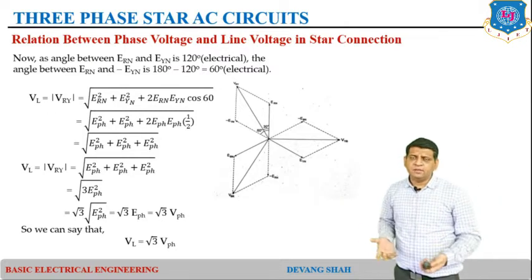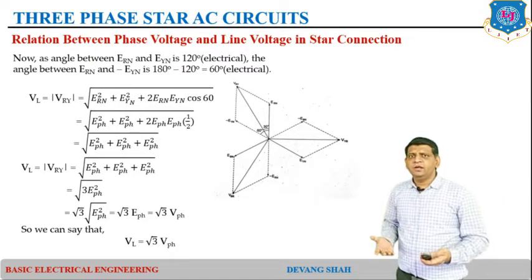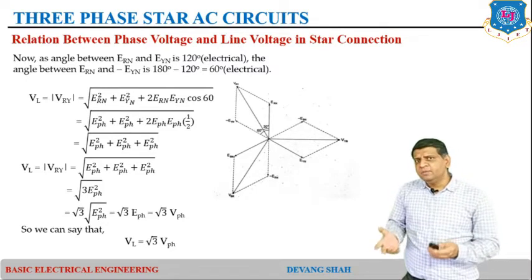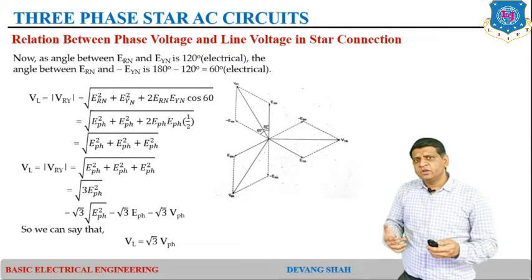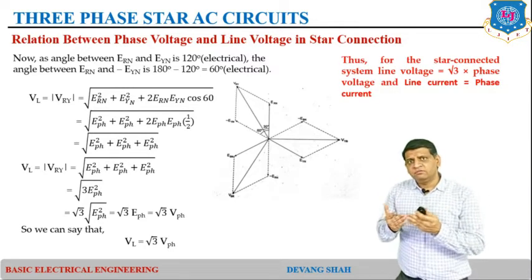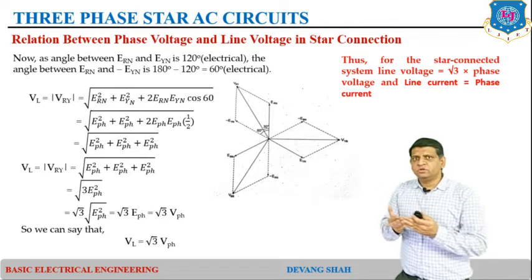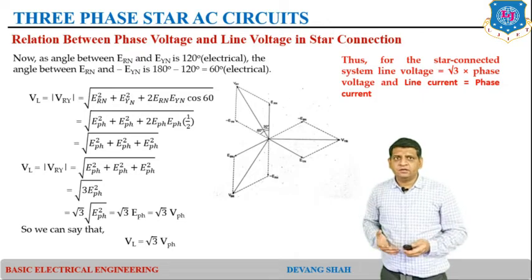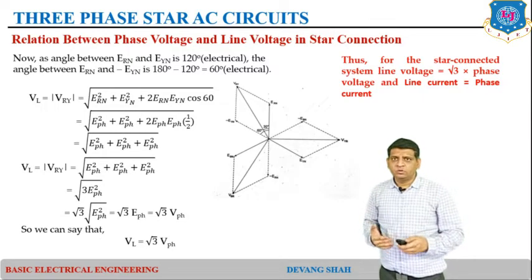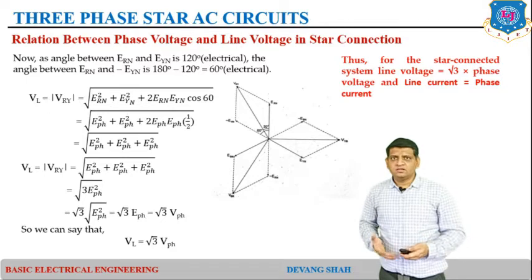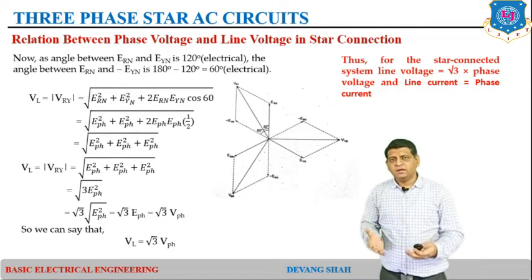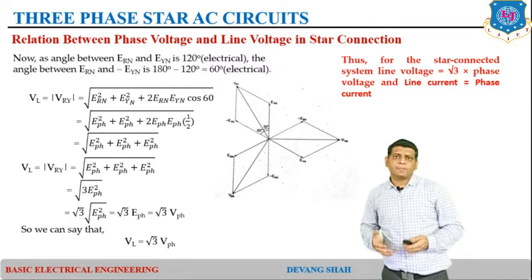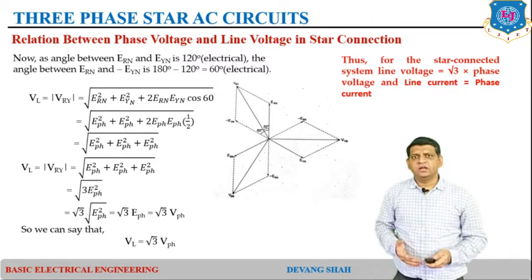So in that case you will get the same answer: VYB is equal to root 3 times EPH. Same way VBR is equal to root 3 times EPH. Line current versus phase current, line voltage versus phase voltage: you can see here that for the star connected system, line voltage is nothing but root 3 times the phase voltage, and line current is the same as the phase current, right? Now these two important equations we are going to use for the power calculation, right?